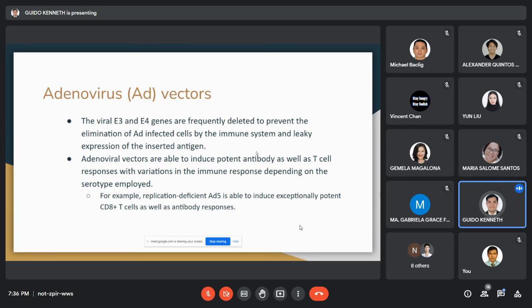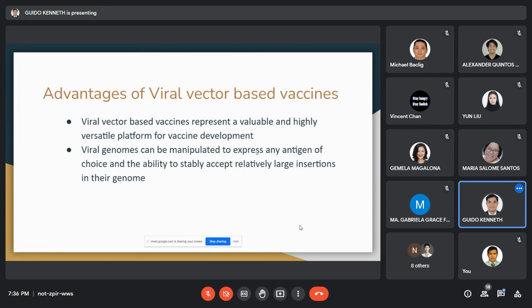Adenoviral vectors are able to induce potent antibody as well as T-cell responses, with variations in the immune response depending on the serotype employed. For example, replication-deficient AD5 is able to induce exceptionally potent CD8 T cells as well as antibody responses. So the advantage of viral vector-based vaccines is that this represents a valuable and highly versatile platform for vaccine development.